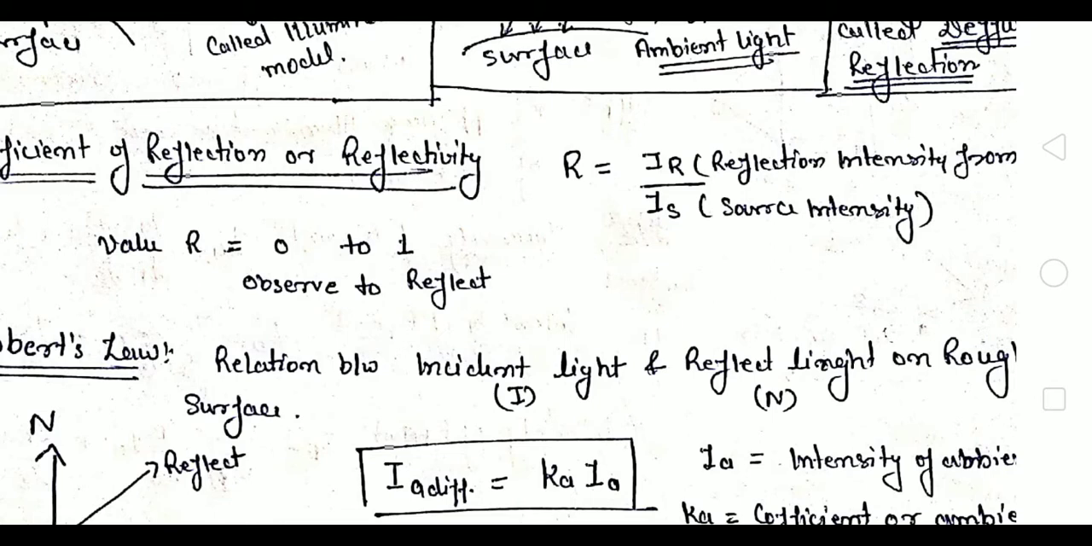If the R value is 0, it means whatever light is coming onto the surface, that surface absorbs all the light. So at that time the R value will be 0. And if the value is 1, that means all the light will be reflected from that surface. This is called the value of 1 for R, when maximum light is reflected from the surface. So that's why the R value varies between 0 to 1.